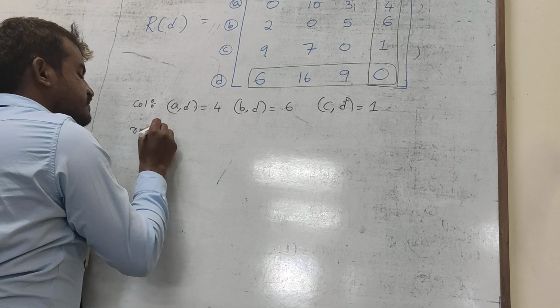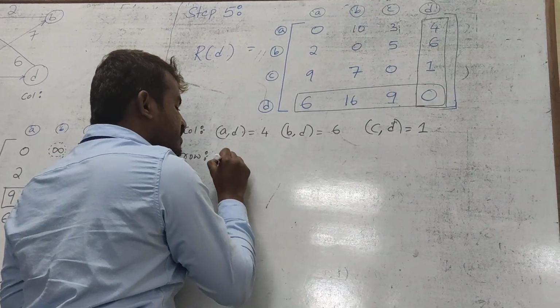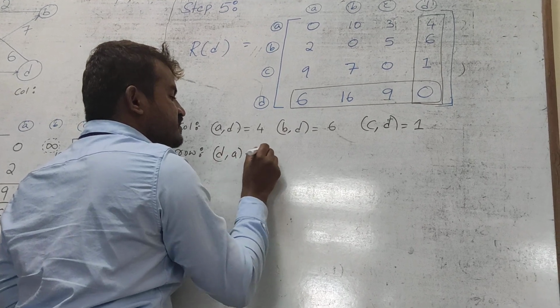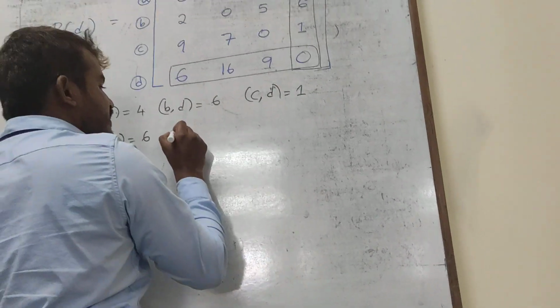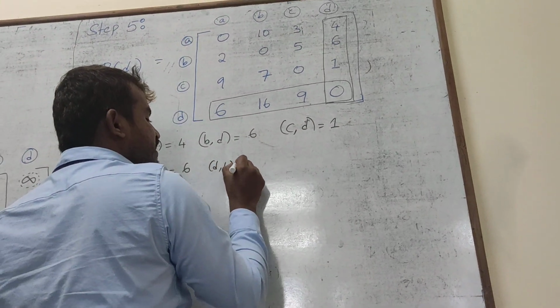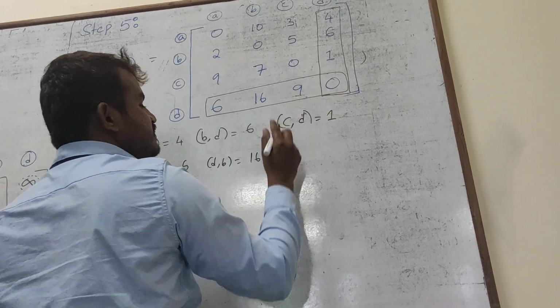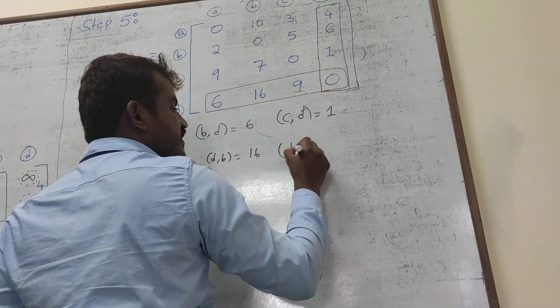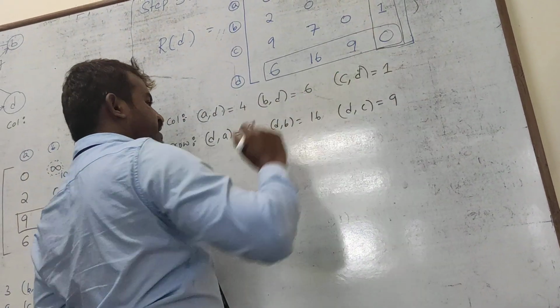Row. Then here D comma A, it is 6. D comma B, it is 16. D comma C, 9. 0, we don't want to take it.